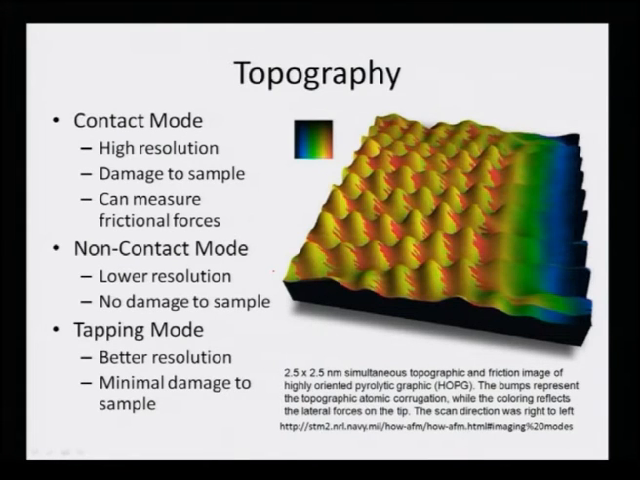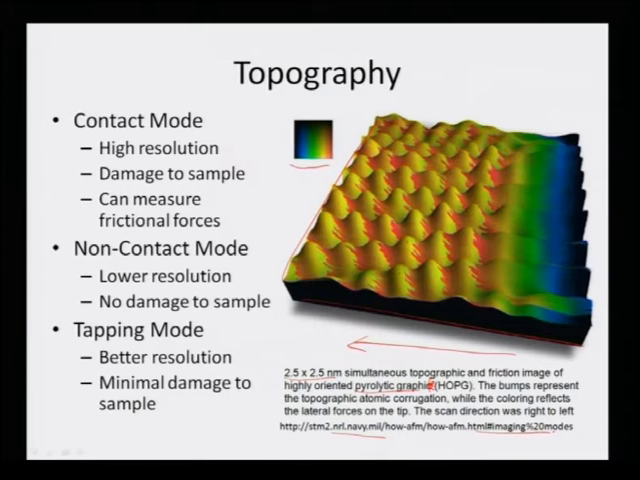Topography is obviously done. This is the right side of the topography image, a 2.5 by 2.5 nanometer scan of pyrolytic graphite. Okay, in fact, you know graphene is basically prepared from pyrolytic graphite. This is graphite, and the bumps represent the topographic atomic configuration, while the coloring reflects the lateral forces on the tip. Okay, there's a coloring scheme. This is how the force varies, and the scan direction was right to left. This is taken again from the Naval Research Laboratory of the US. They have obtained these images.